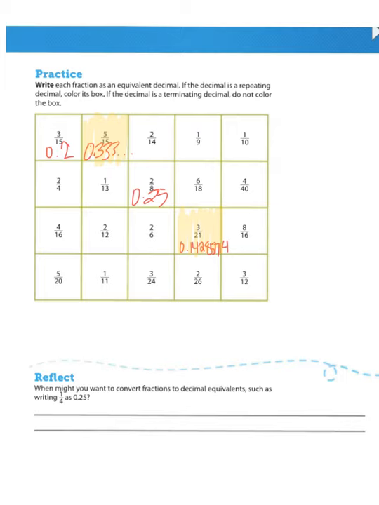Let's see. Let's do 2/12. So 2 divided by 12, I get 0.1666 repeating. So I would shade that box in. Okay, so you're gonna take these fractions, find the decimal equivalent, and if it's a repeating decimal, you're gonna put a color in the box.